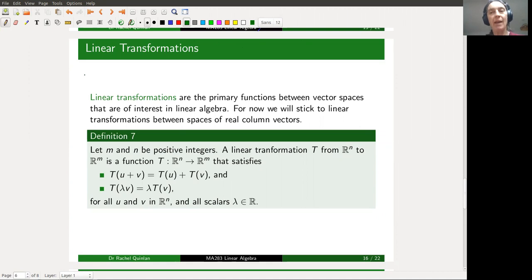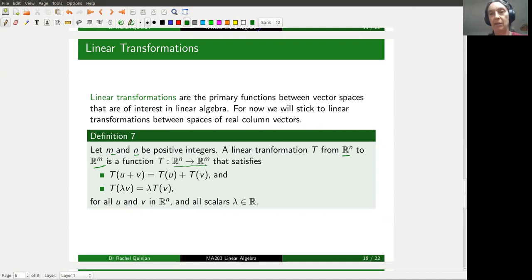over the real numbers. So basically, we have a pair of positive integers m and n, and we have the space Rn. That's the space of all column vectors of length n, whose entries are real numbers. And Rm is the same thing, but with m entries in each column. So what we mean by a linear transformation from Rn to Rm is a function that assigns to every vector in Rn a vector in Rm.